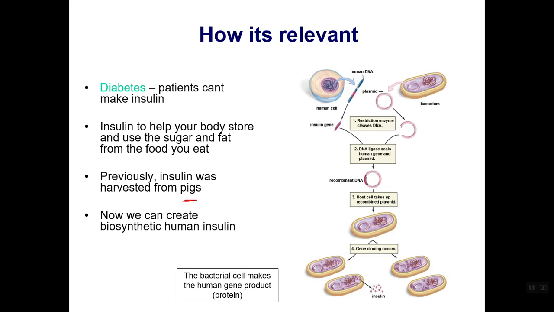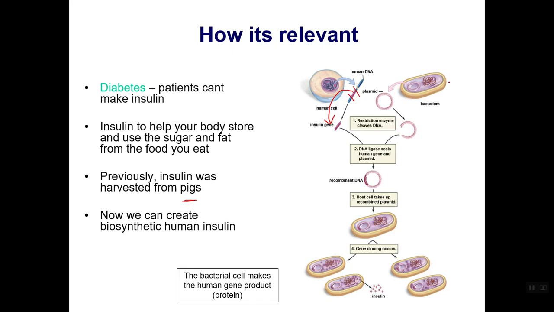But now we use the biosynthetic human insulin that I described to you just a few seconds ago that derives from bacteria. This is another image that shows you the same thing. Just as a reminder, we have our human cell. We take out the human DNA that contains our human insulin gene. We use restriction enzymes to cut away that human insulin gene and purify the sample, so we get rid of everything else.